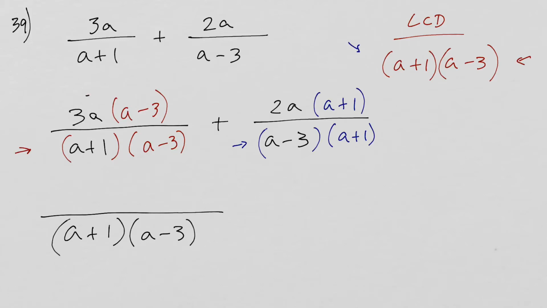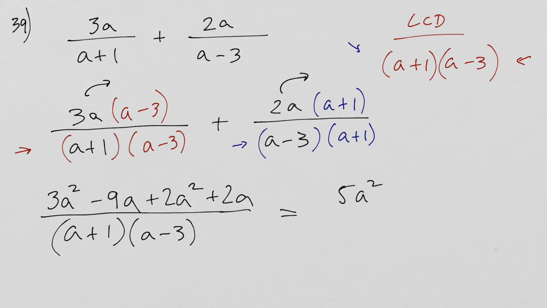And I'm just going to distribute here. So I get 3a squared minus 9a, and I'll distribute here. So I get a positive 2a squared plus 2a. And now I'm ready to combine like terms in the numerator. So 3a squared plus 2a squared is 5a squared. Negative 9a plus 2a is negative 7a over a plus 1 times a minus 3.